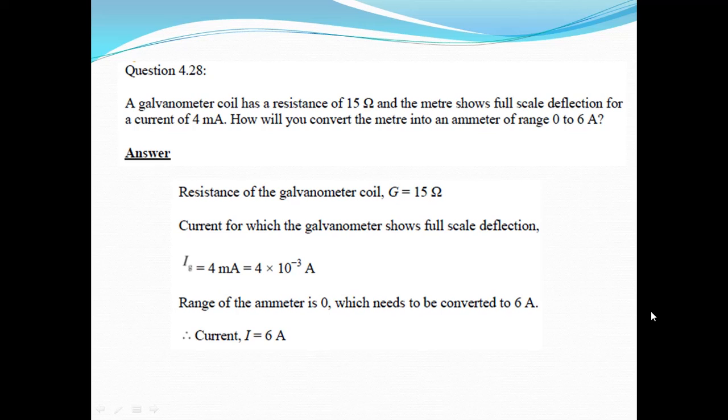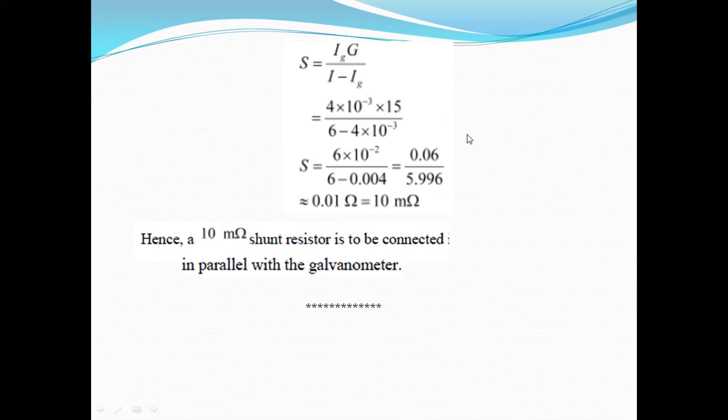Now the next question, a galvanometer coil has a resistance of 15 ohms and the meter shows full scale deflection for a current of 4 milliampere. How will you convert the meter into an ammeter of range 0 to 6 ampere? So here we have the conversion of a galvanometer into an ammeter. And you know the theory, to convert a galvanometer into an ammeter, we have to connect a very low resistance called shunt resistance in parallel with the galvanometer. And the formula for that shunt resistance is given by S equal to Ig into G by I minus Ig.